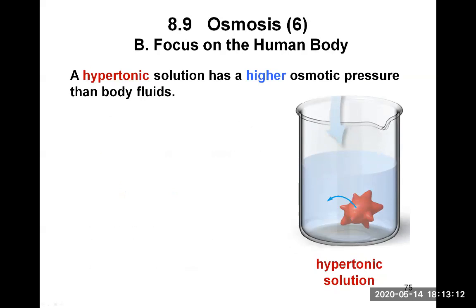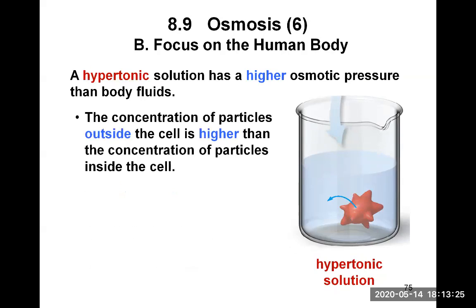Now, a hypertonic solution has a higher osmotic pressure than the body fluids. So hyper means it's more tonic than the body fluids, which means it's more concentrated. So the concentration of the particles outside the cell is higher than the concentration of the particles inside the cell. And so again, because the particles cannot move in and out, and only water can, it's the water that will move to try to equilibrate, balance the concentration.